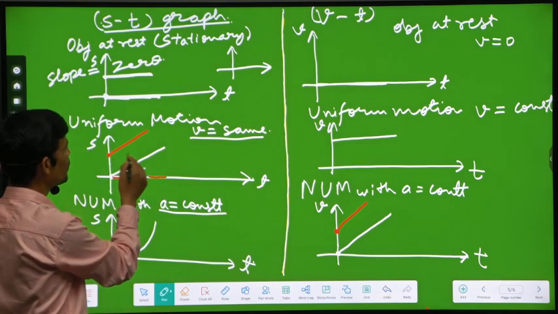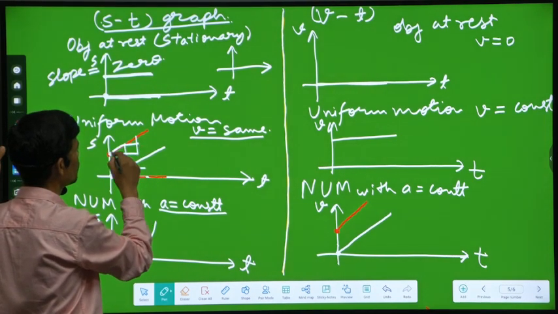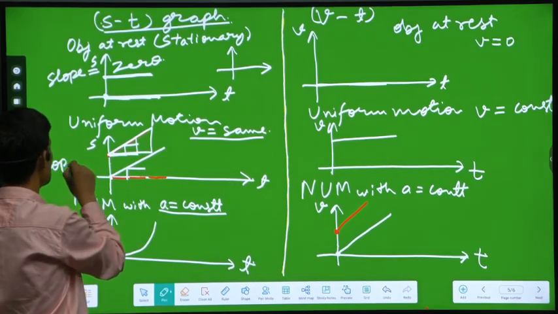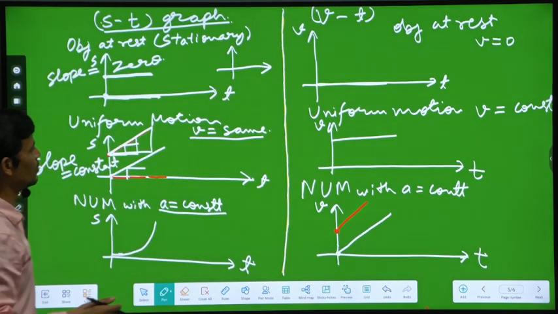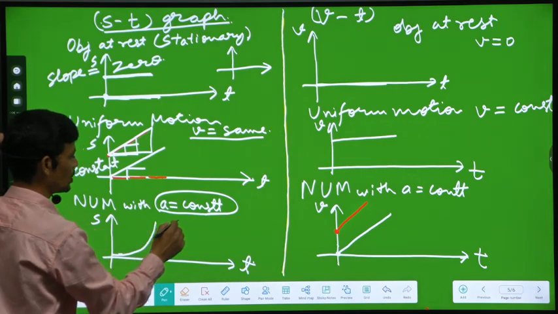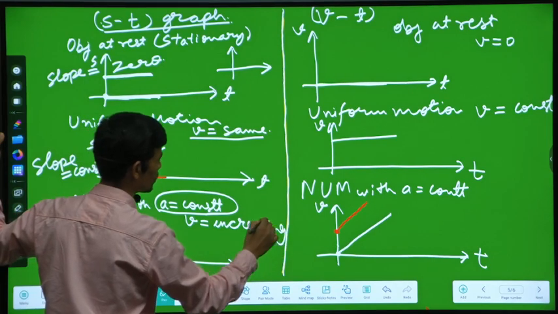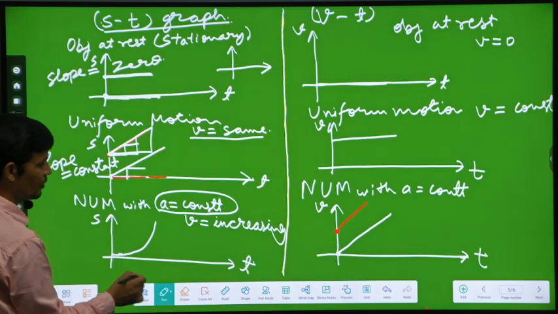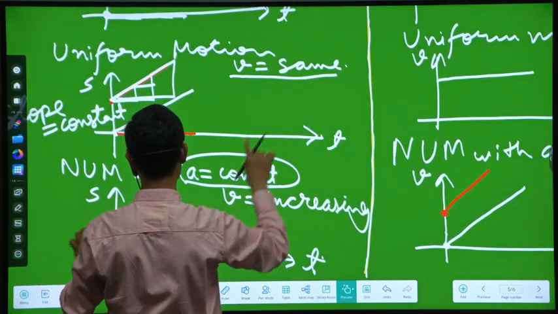Here the slope is constant, the same for the entire line. Because the slope is constant, the velocity is constant, the same. And here, for accelerated motion, velocity is increasing, and you can see the slope of this graph is increasing. I should magnify this so that you can understand it in a better way.